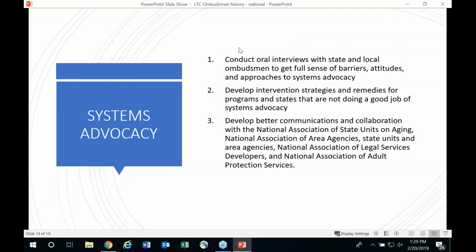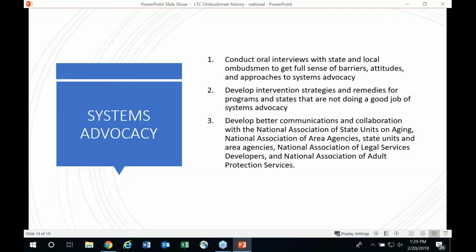So it was really wonderful that the study involved conducting interviews with all the state ombudsmen and local ombudsmen to just really get a sense of what the boots on the ground were seeing and doing, what the barriers were, the attitudes, and the approaches that they were using to systemic advocacy. They recommended that intervention strategies and remedies for programs that weren't doing a good job would be developed.